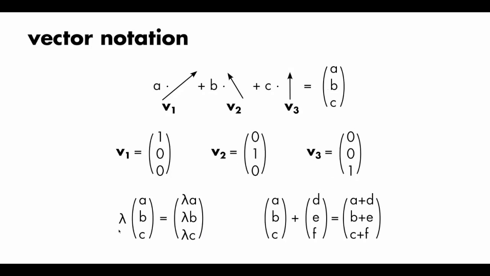And now the two operations that we can do with arrows, we can express them in this vector notation, and we see that if we scale an arrow or a vector by a number, what we do is just multiply each individual element by that number. And to add two arrows, we add corresponding rows. So A plus D, B plus E, and so on.